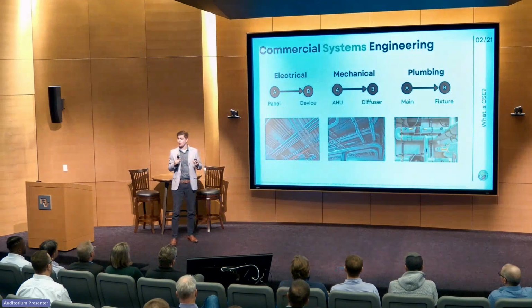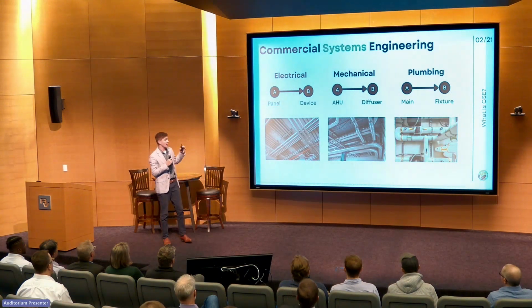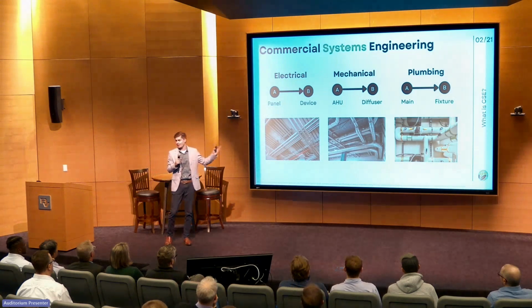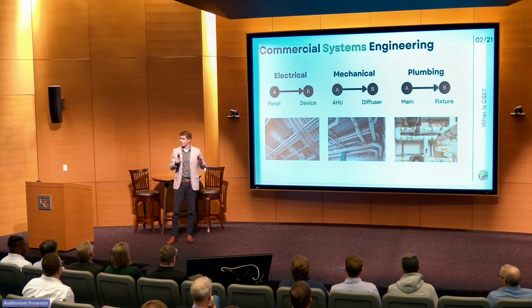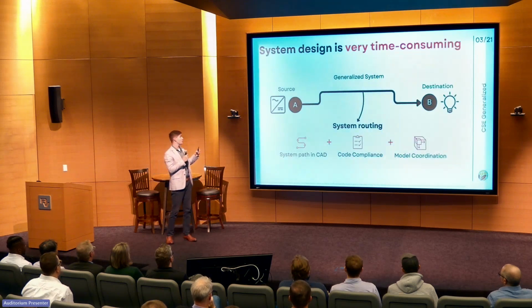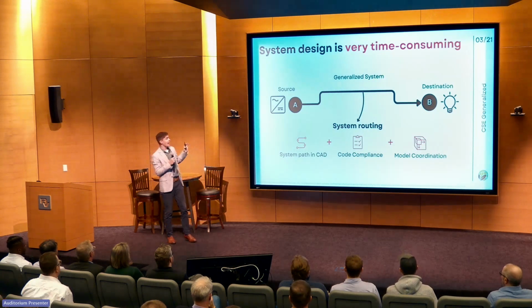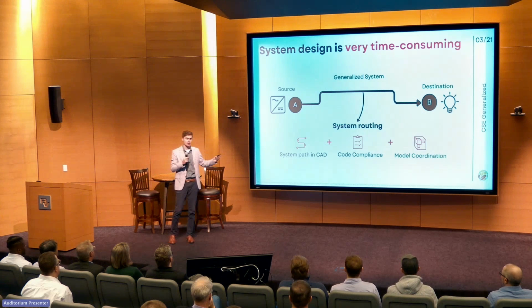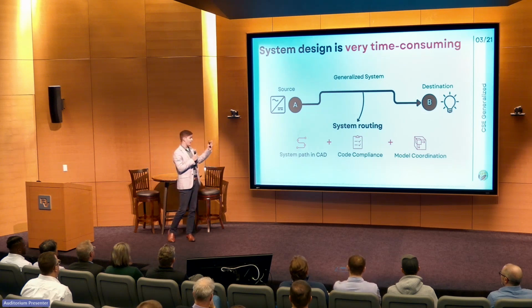And what I mean when I say commercial system engineering is I'm talking about the conduit routing, the HVAC routing, and the plumbing routing. And while all of these problems are different from an engineering perspective, when we generalize these systems, we see that they have a lot in common. We have a source, we have a destination, and we have a path between those two carrying some sort of medium. And it is a very time-consuming process to route that path inside of a CAD model while maintaining code compliance and model coordination.